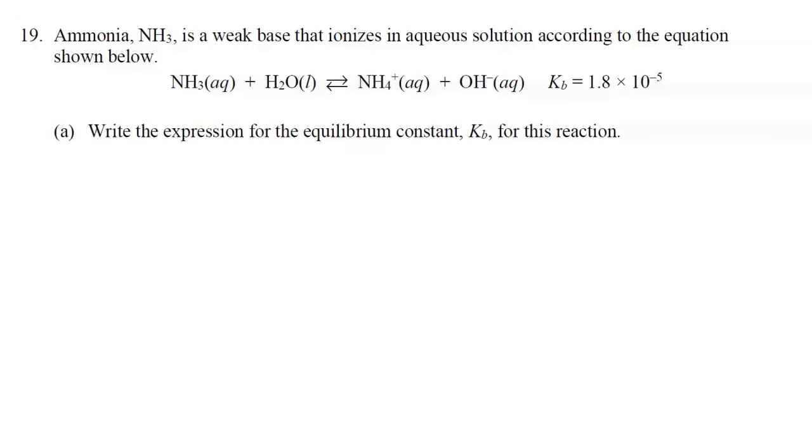Part A, write the expression for the equilibrium constant Kb for this reaction. So to write the Kb expression, it's going to be products over reactants. That means it will be the concentration of the ammonium ion, NH4+, times the concentration of the hydroxide ion, divided by the concentration of ammonia, NH3. Remember that we do not include solids and pure liquids in the equilibrium constant expression, so water is not included in the Kb expression.